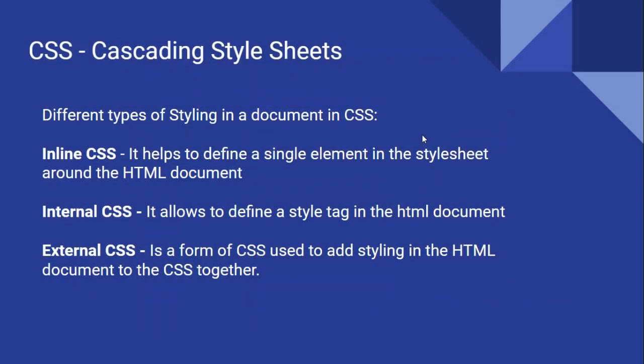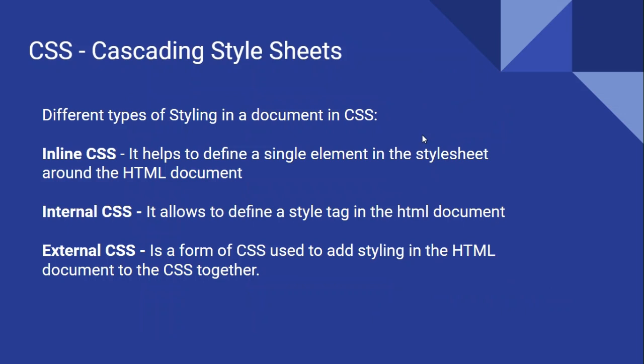So here are different types of styling in a CSS document. The first one is inline CSS. So inline CSS helps to define a single element in the style sheet around a HTML document. So for example, in the inline CSS, you have a header that you want to style, but you don't know where to style, but you decided inline CSS can help to style only the header, but not the rest of the HTML page.